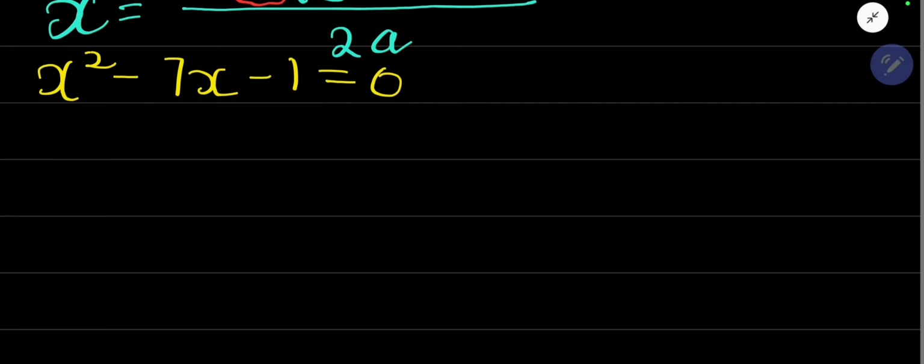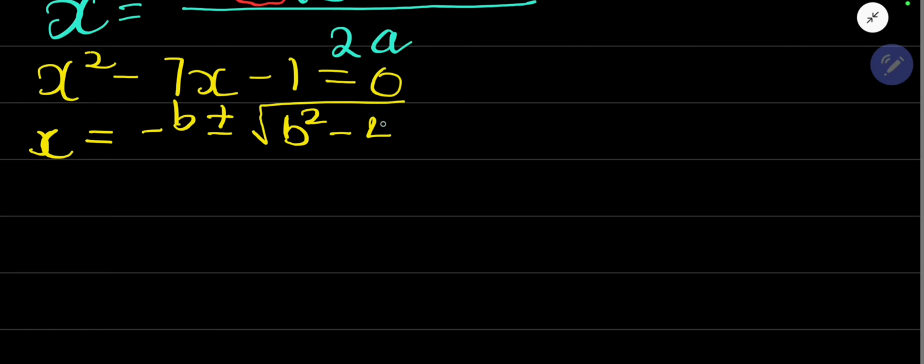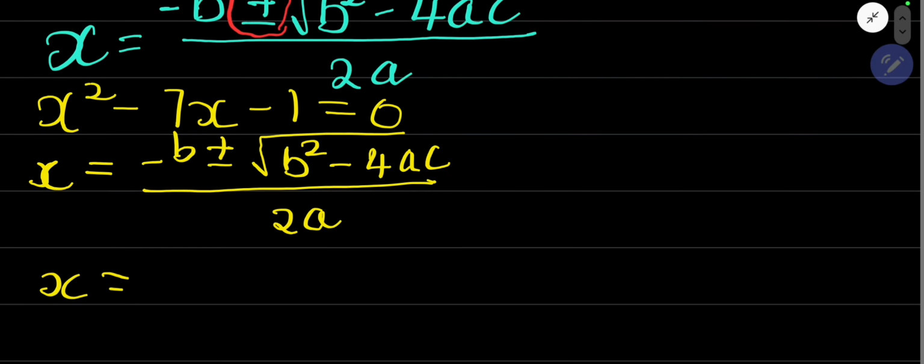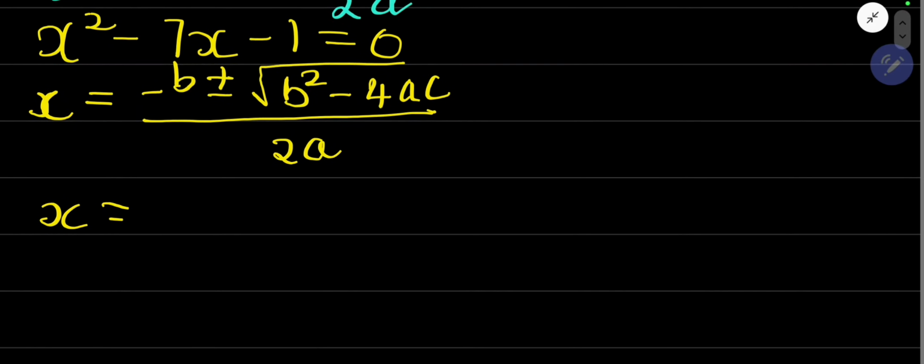Okay, so now we are going to apply the quadratic formula. Our quadratic formula is x is equal to minus b plus or minus the square root of b squared minus 4ac, all of them divided by 2a. Okay, so now the second step is just a matter of substitution, guys. So we are just going to substitute.